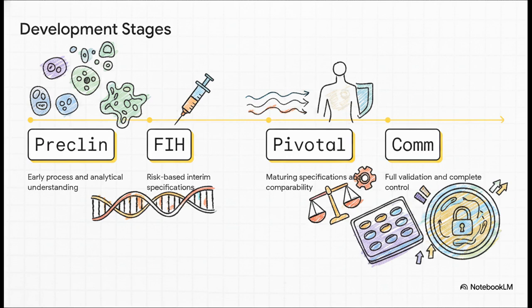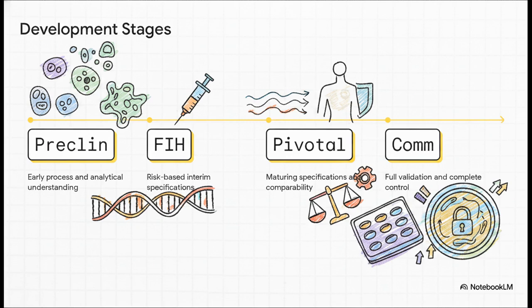In the preclinical stage, you're really just establishing your early process and analytical understanding, maybe leaning heavily on existing platform knowledge. But the moment you reach that first-in-human stage, the whole game changes. You'll rely on risk-based interim specifications, sure, but you must ensure your core safety testing is solidly in place and validated. Then, by the time you hit those pivotal trials, you need to be doing serious comparability planning while maturing those specs and potency assays.